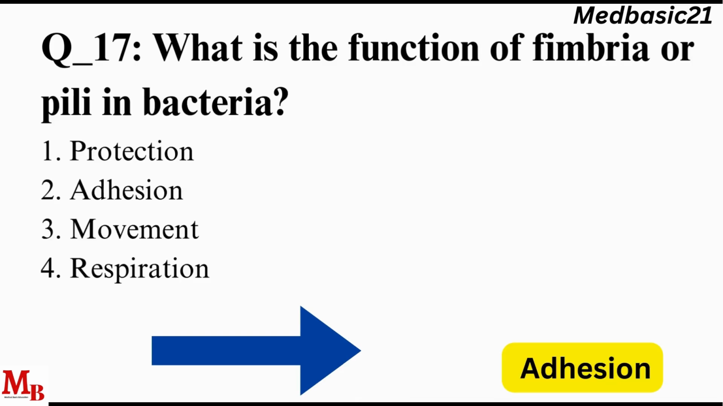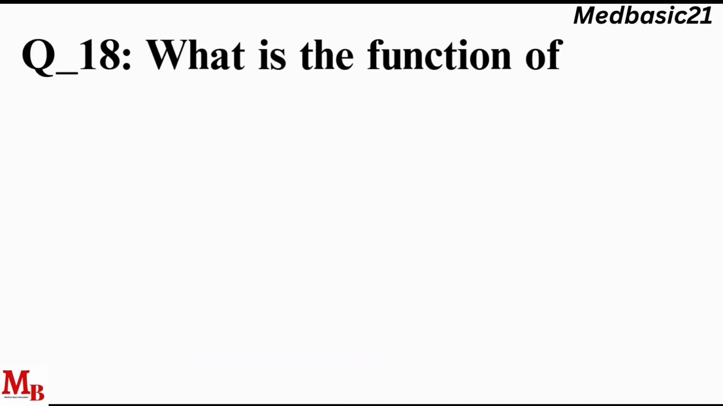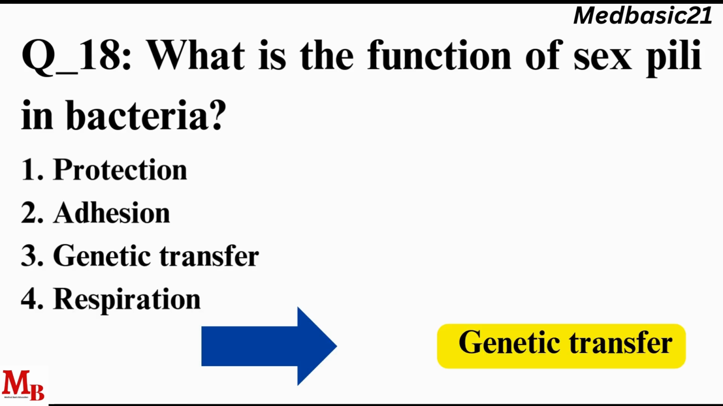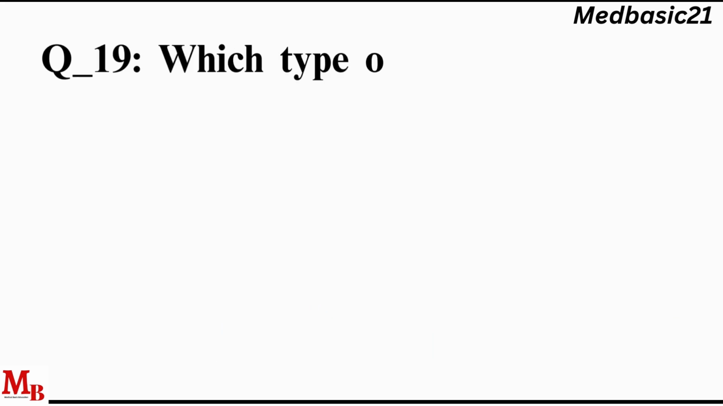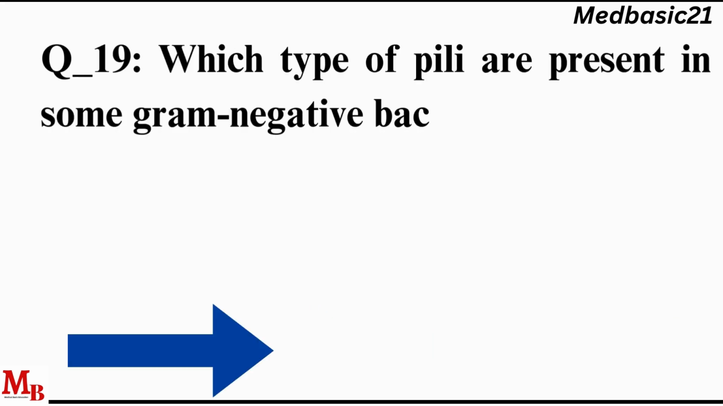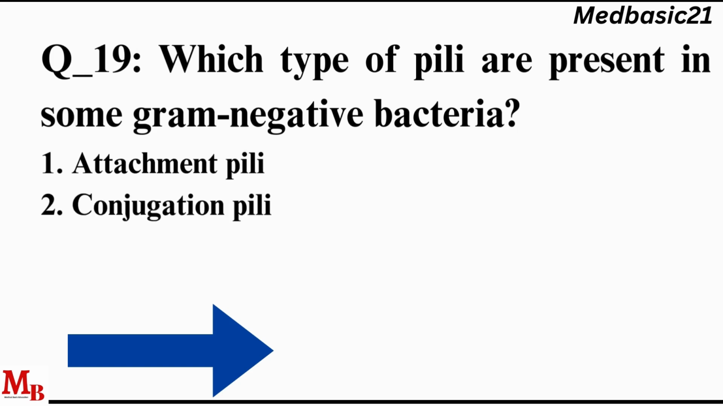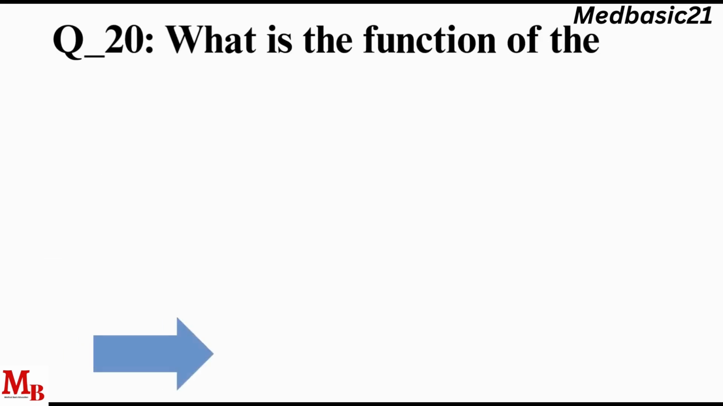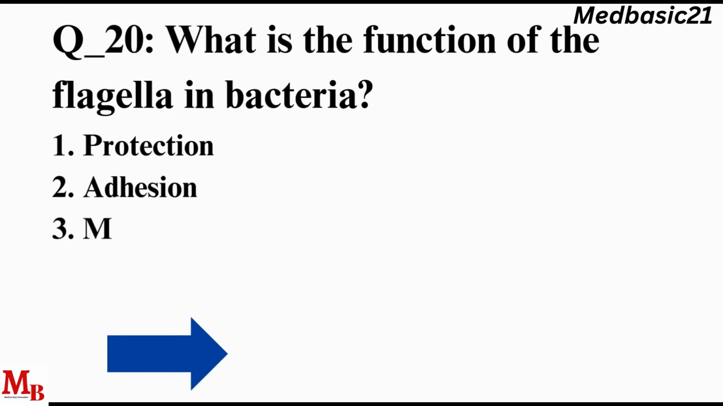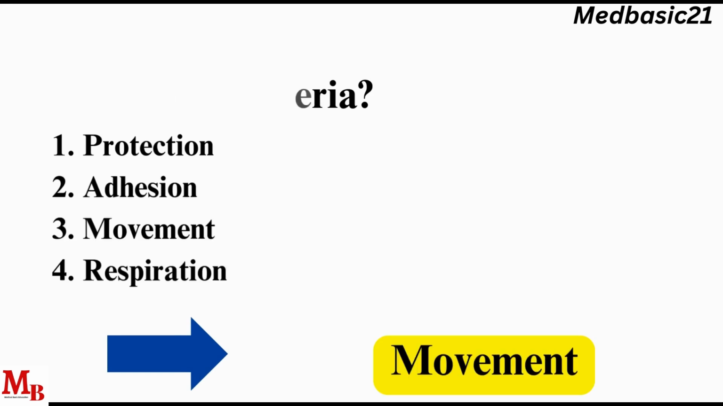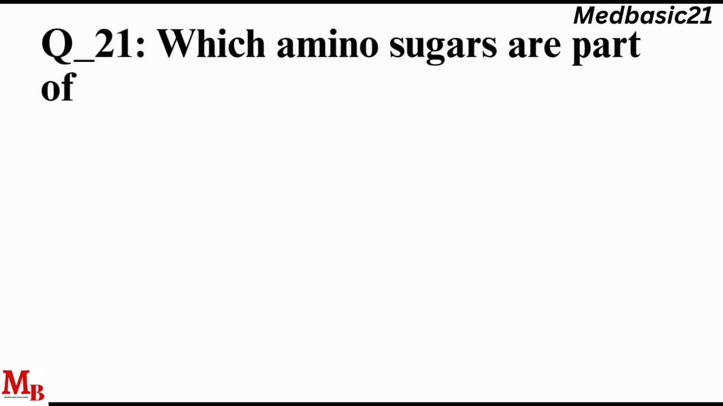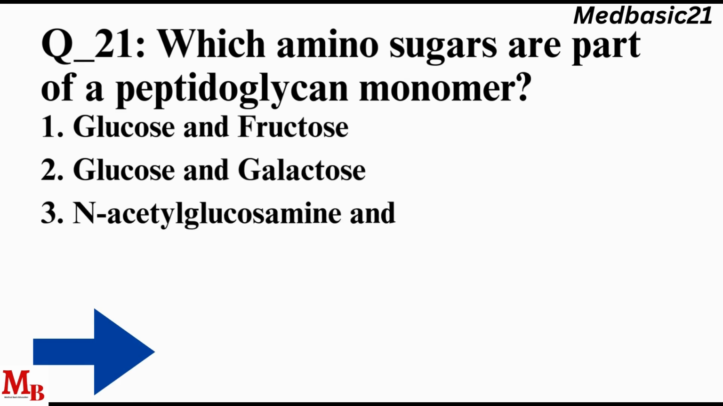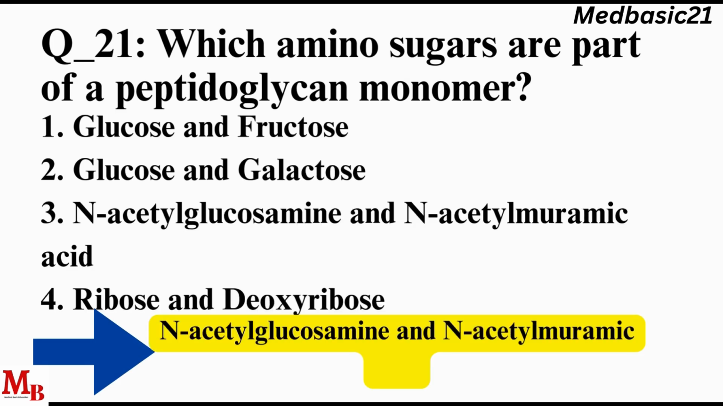What is the function of fimbria or pili in bacteria? Answer: adhesion. What is the function of sex pili in bacteria? Answer: genetic transfer. Which type of pili are present in some gram-negative bacteria? Answer: attachment pili. What is the function of the flagella in bacteria? Answer: movement. Which amino sugars are part of a peptidoglycan monomer? Answer: N-acetylglucosamine and N-acetylmuramic acid.